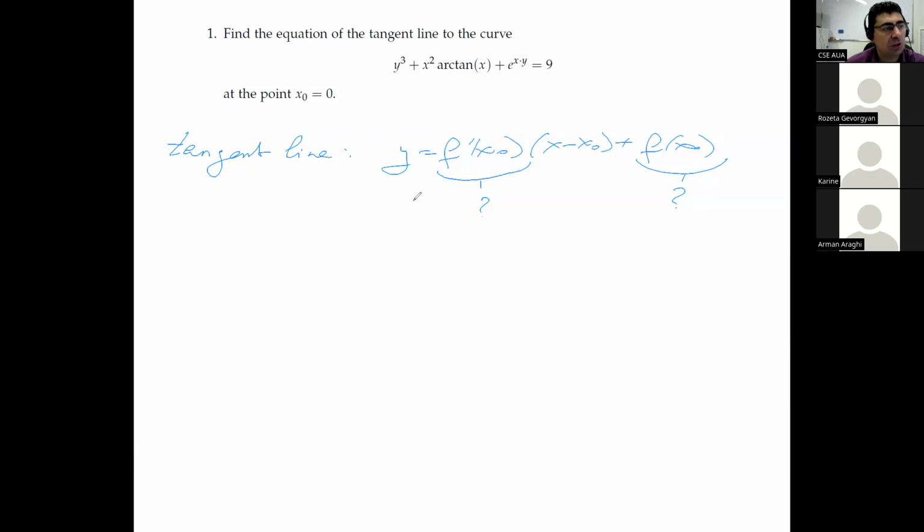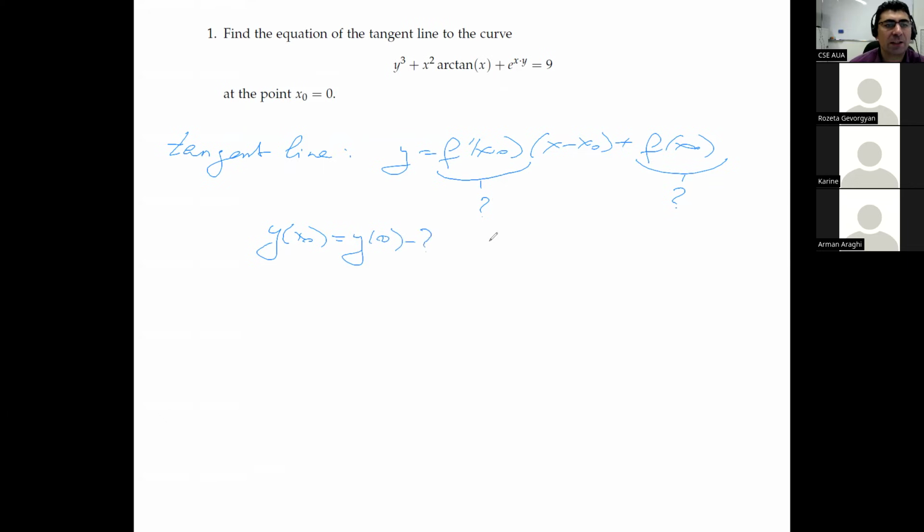And that's fine. We can find tangent lines to some curves, even if curves are given through implicit equations, implicit functions. Still, we have to identify the derivative of our function at x0 equals 0, and we have to calculate the value of our function at x0. Let's begin with the value of our function. The function is y. So what is y at 0?